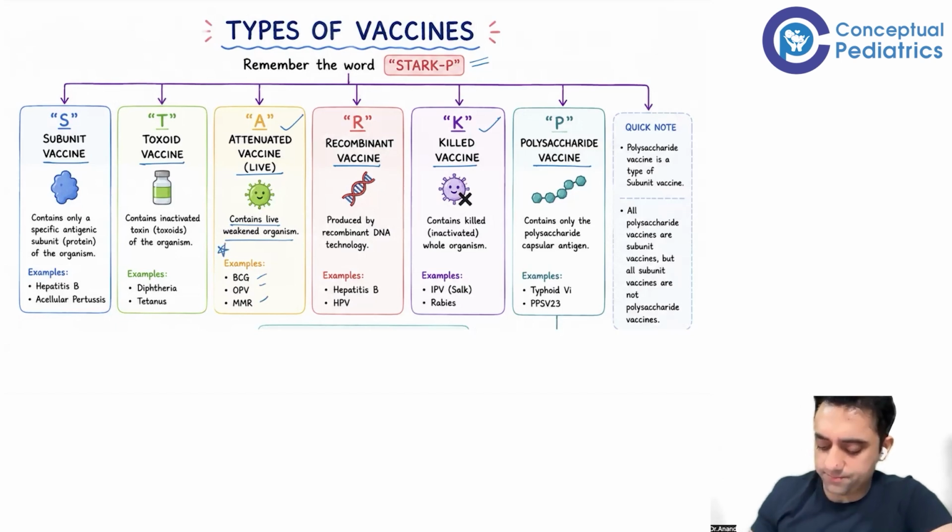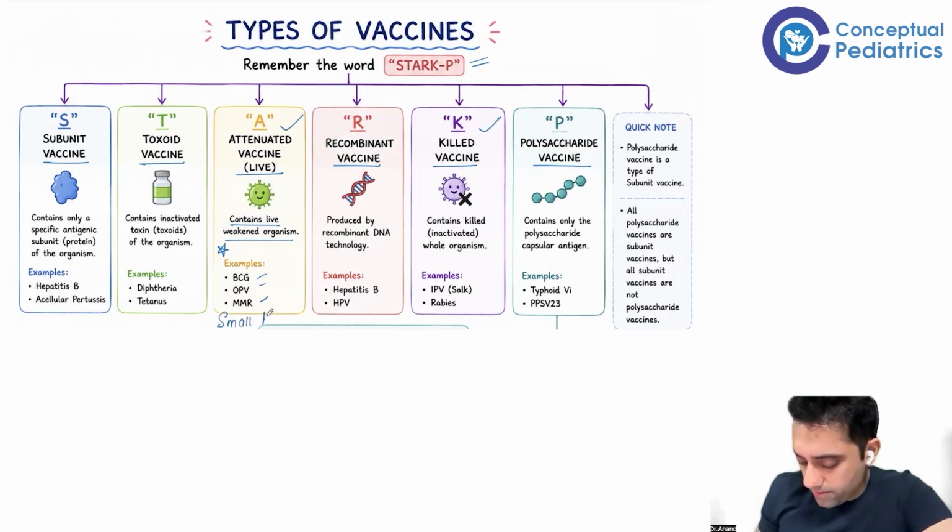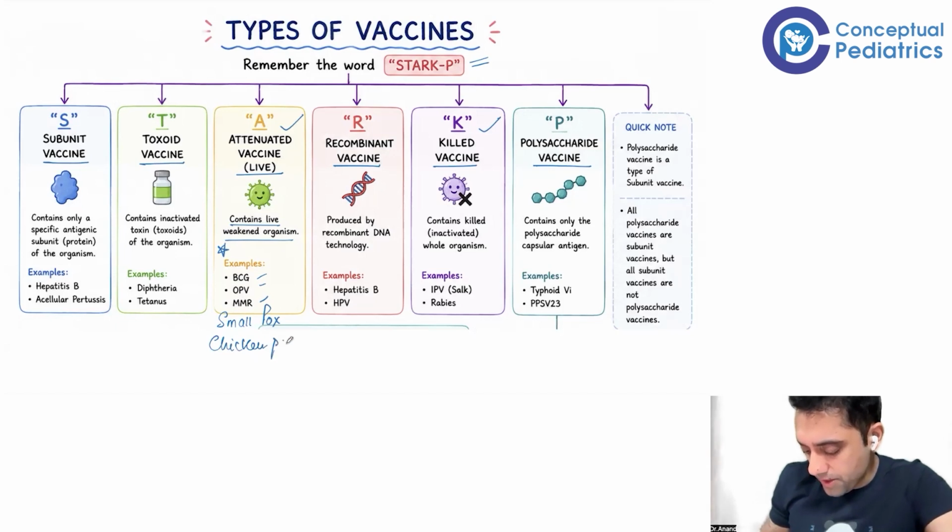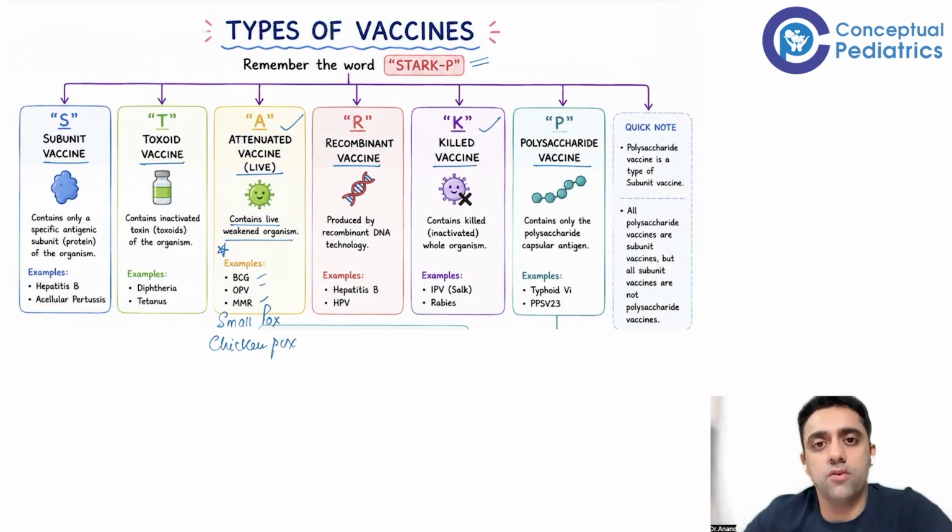Name some live vaccines: BCG, smallpox, chickenpox, MMR, OPV. These are the live vaccines.